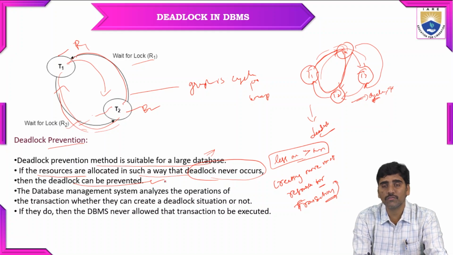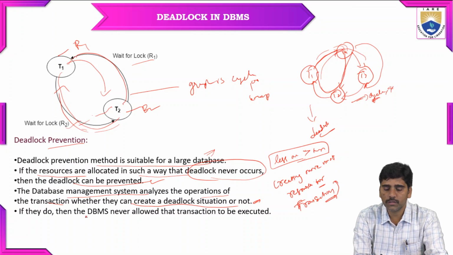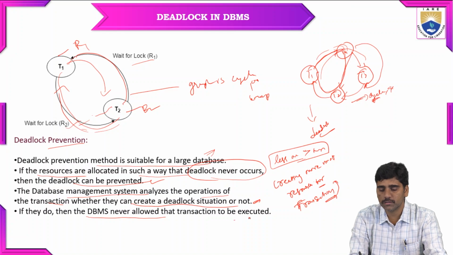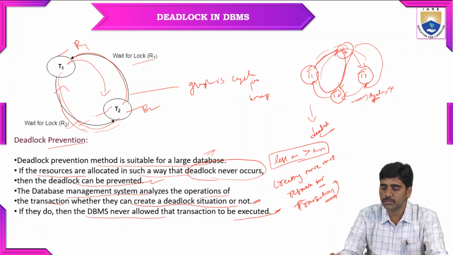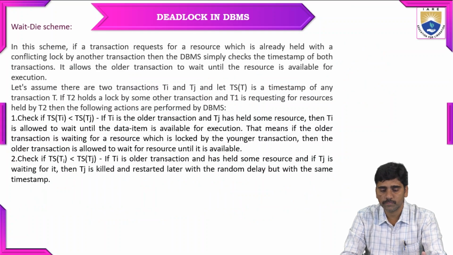So here is what we mentioned. The database management system analyzes the operations of the transaction, whether they can create a deadlock situation or not. Based upon the number of allocations, we can say whether a deadlock situation occurs or not. If they do, then the DBMS never allows the transaction to be executed.